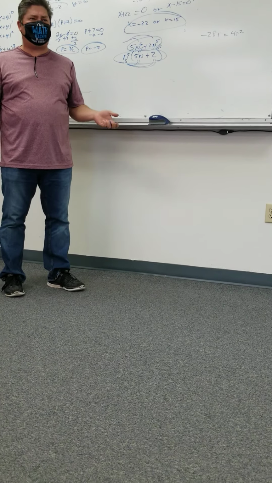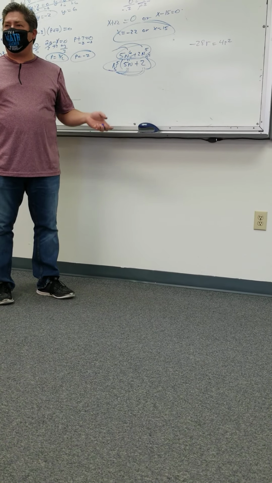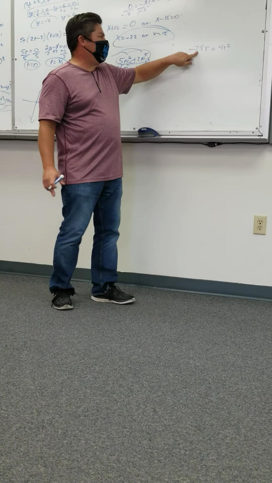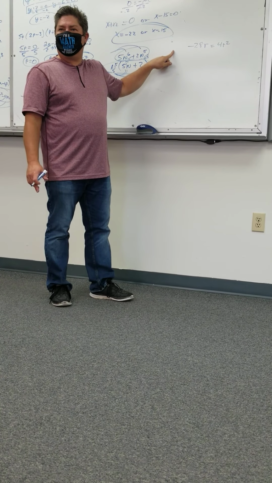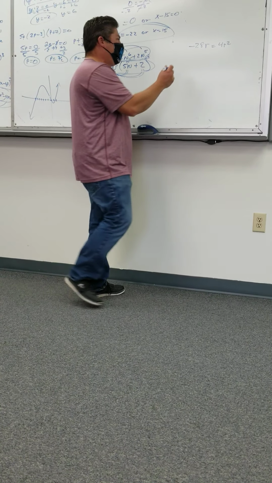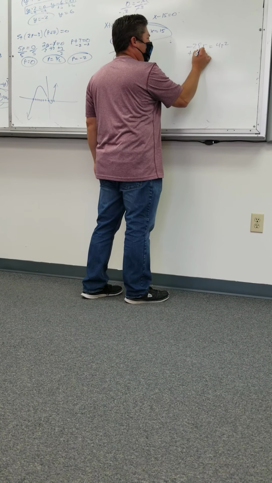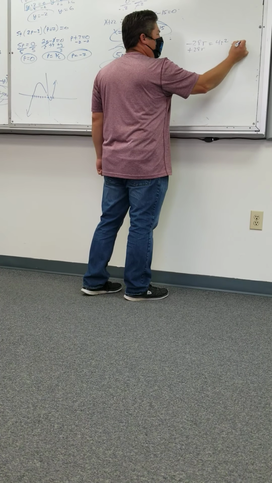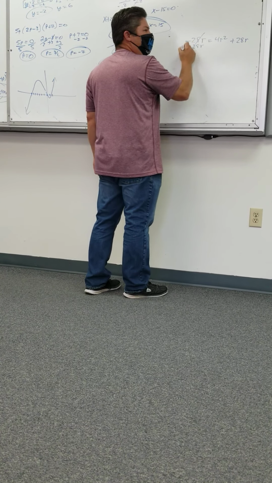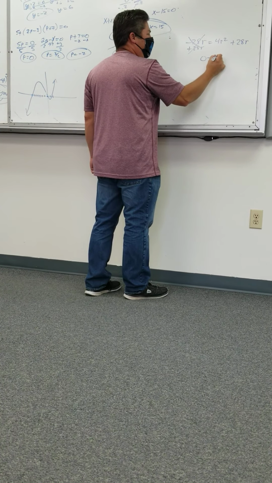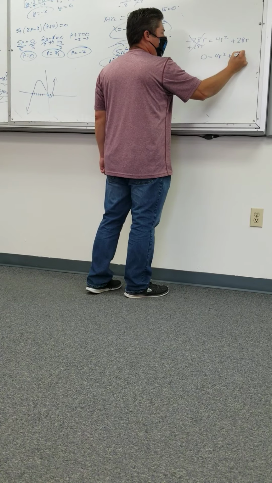It just makes things easier on me. I always want to keep the highest exponent positive. So should I add 28r or subtract 4r squared? You can do either one, but to make it easier, I'm going to add 28r. Because it's always easier to keep the leading coefficient positive. Okay, so I'm going to get rid of that. 0 equals 4r squared plus 28r.